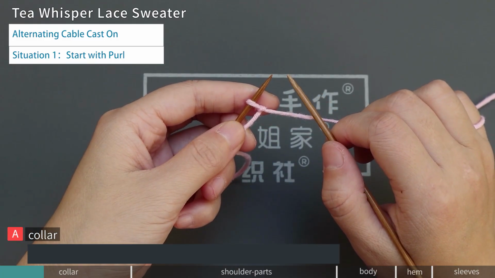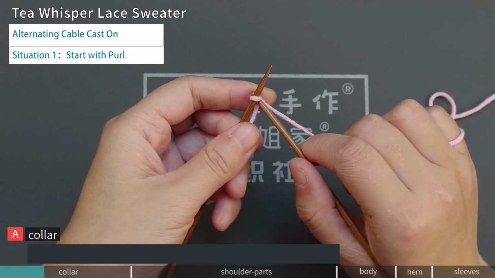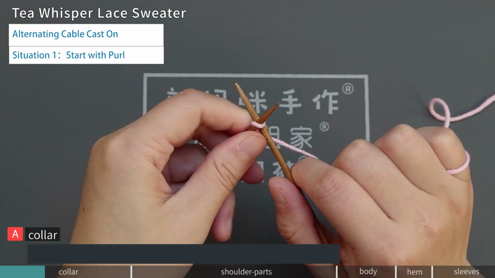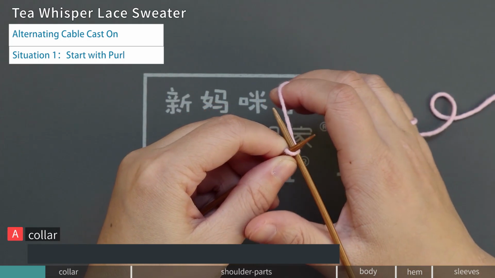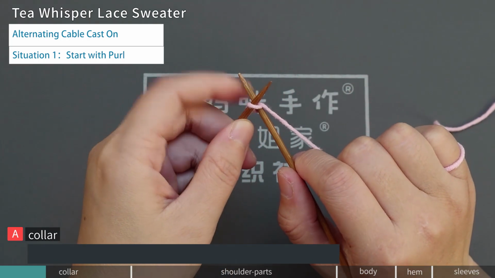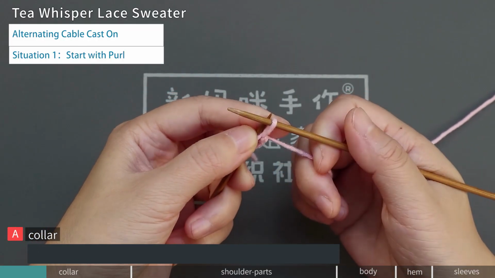Place the right needle above the yarn. Insert from front to back into the loop on the left needle. Use the index finger of your right hand to hold the yarn. Yarn over and pull it through. Slip it onto the left needle.